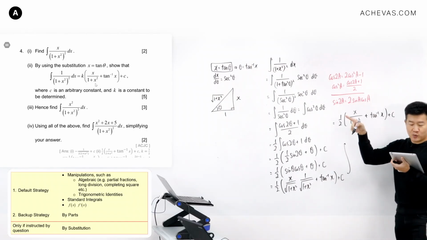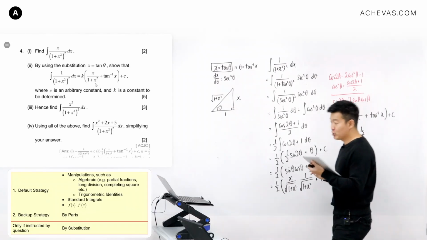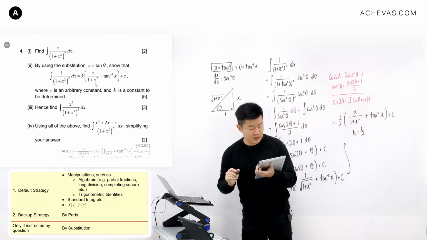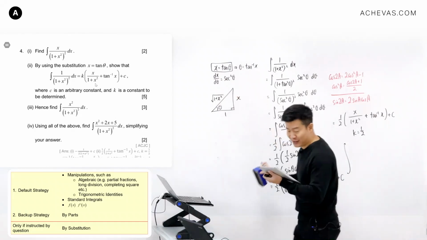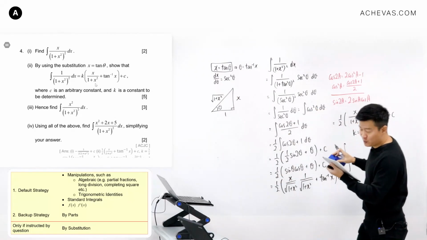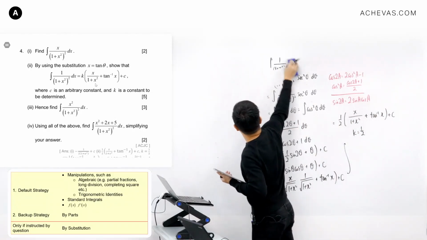So by comparing this to what I'm supposed to show, k is equal to half. So this is part 2. And hence the question says, by making use of part 2 where k is equal to half, I'm going to erase this so that I can create some space for myself to do part 3. Hence the question says, we are supposed to integrate that.